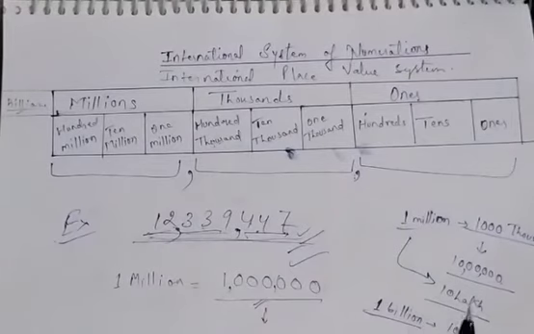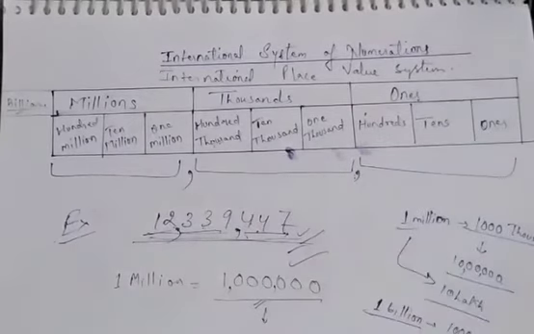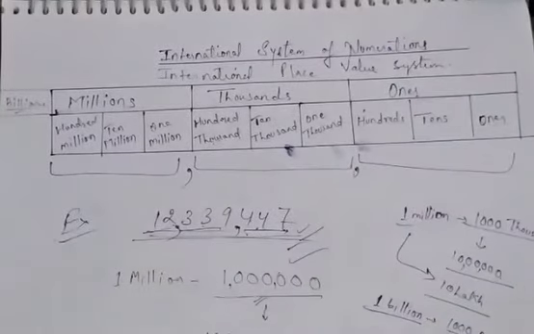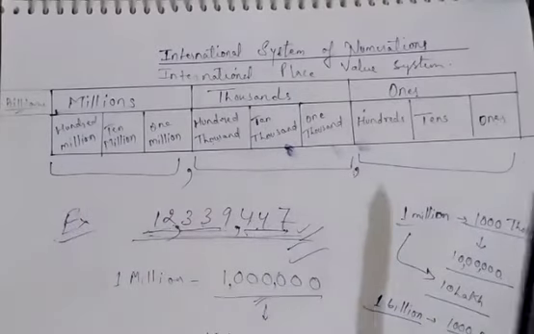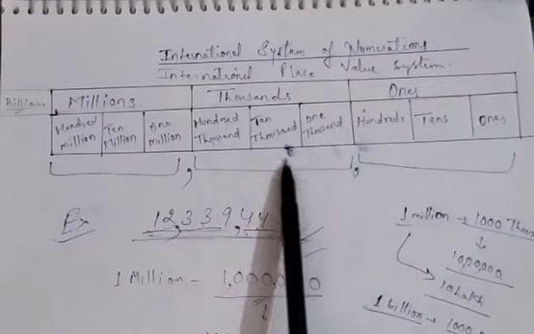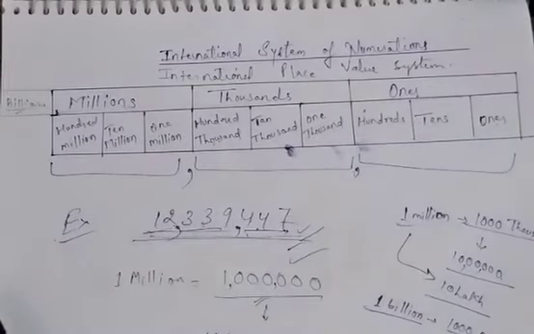So the only similarity between the Indian place value system and the international place value system is the section of ones, because both have three subsections: ones, tens and hundreds. We also have three sections in the Indian number system. So how will we read it? Ones, tens, hundreds, 1,000, 10,000, 100,000, 1 million, 10 million and 100 million.